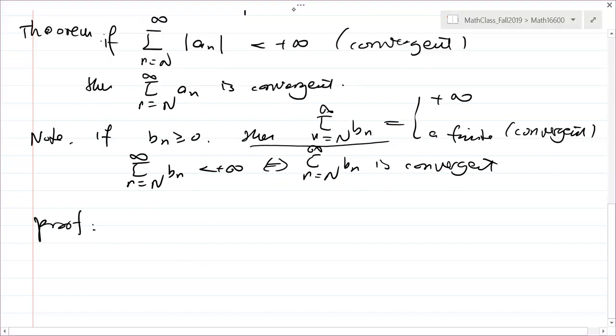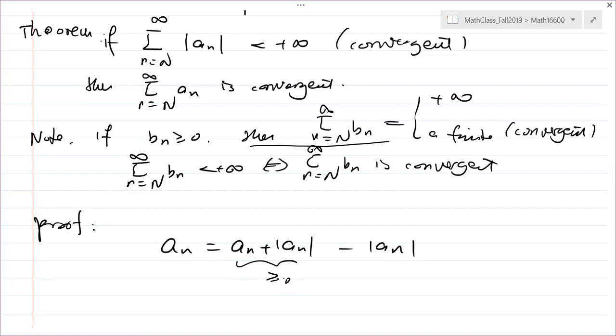And if the absolute value of an is finite, so an can be written in the form, okay? It's the same idea, plus minus. And you can show that this is non-negative. Why? If n is negative, it's zero. If n is positive, then double it. That's not negative, right? And it's an identity. So the same idea.